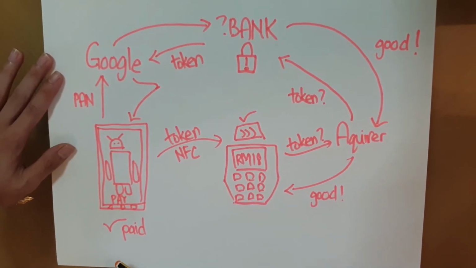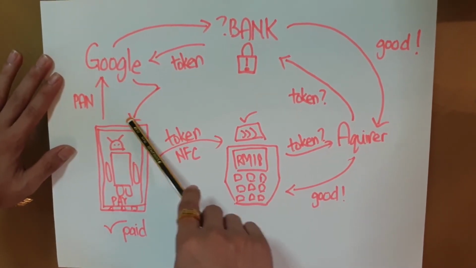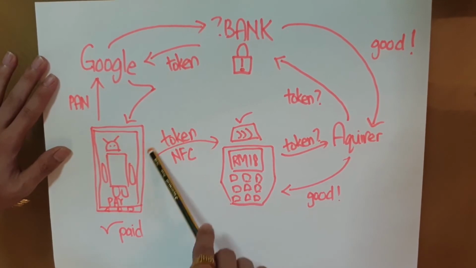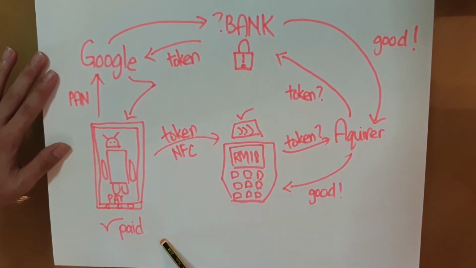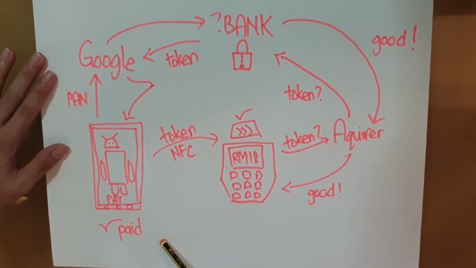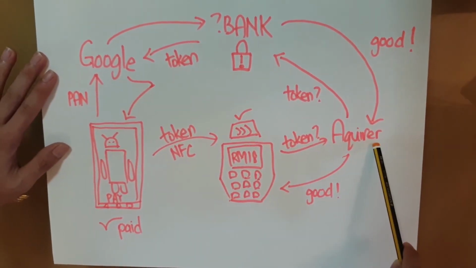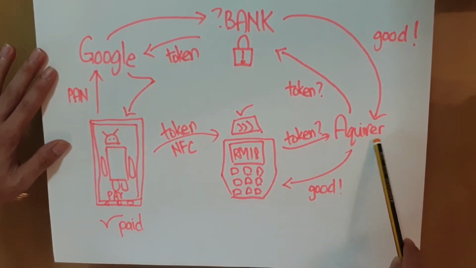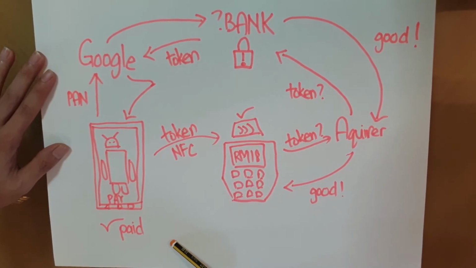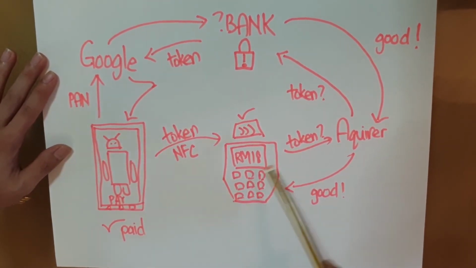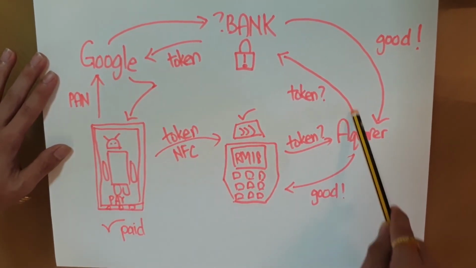Google in turn gives it to my phone, which will give it to the merchant using NFC, or near field communication. Then the merchant checks with the acquirer. The acquirer is MasterCard or Visa, your card holder. The acquirer, with a good relationship with your bank, checks the token with the bank.